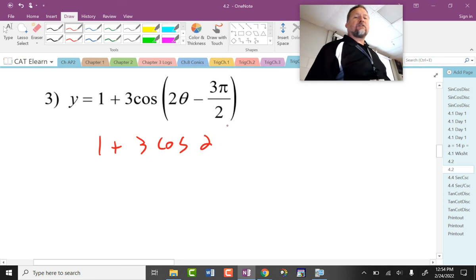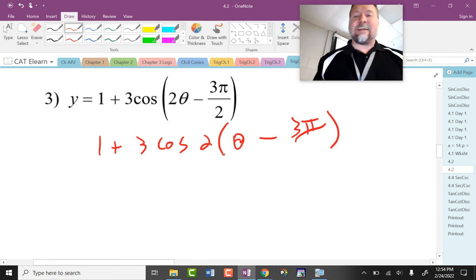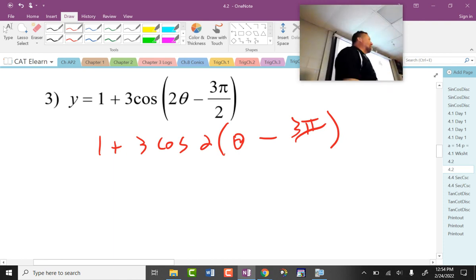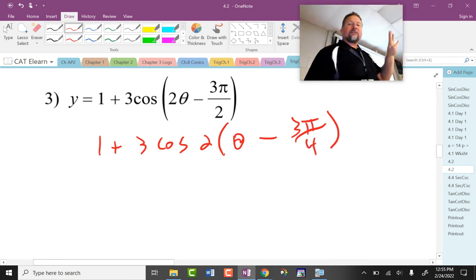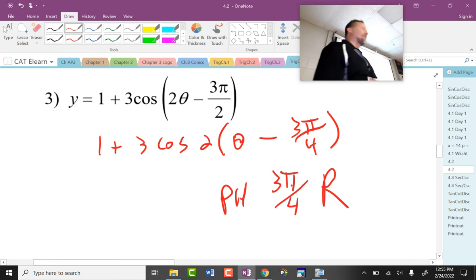3 pi over 2, because what you got to do is take this out. First of all, what does this become when you take out a 2? This becomes 3 pi over 4. All right, so what's the phase shift? Actually, 3 pi over 4 to the right or left? 3, 2, 1, go. Right.